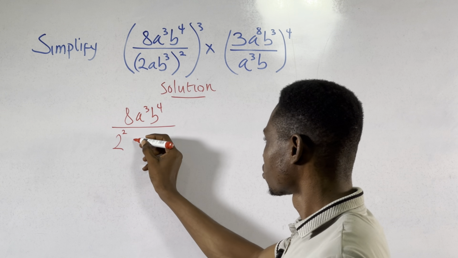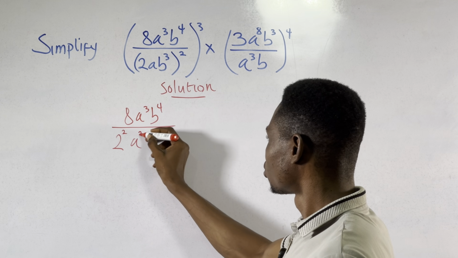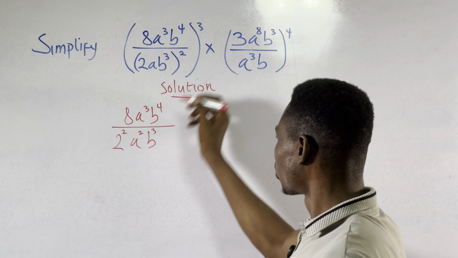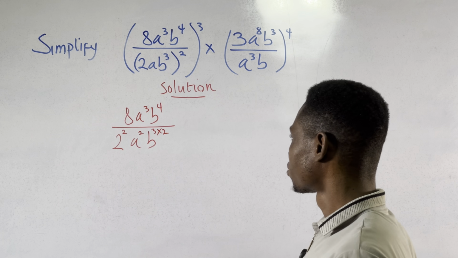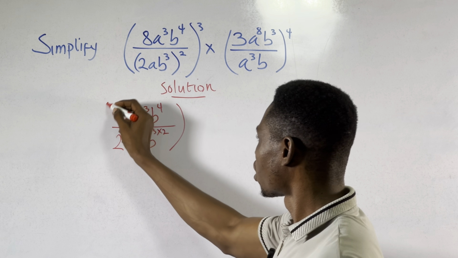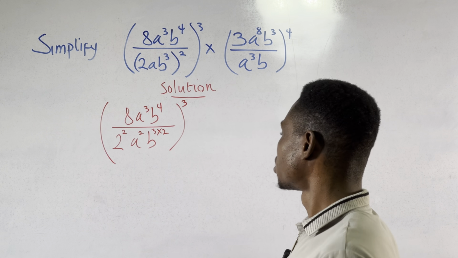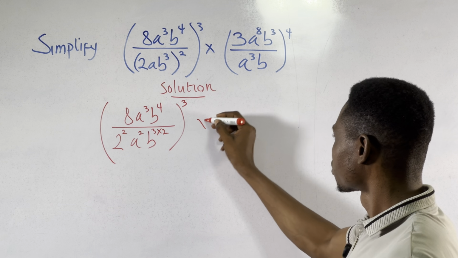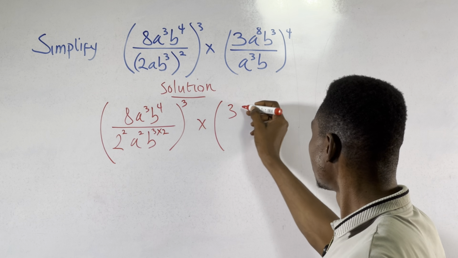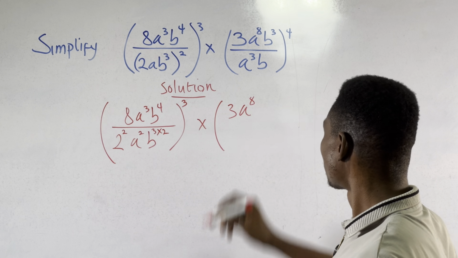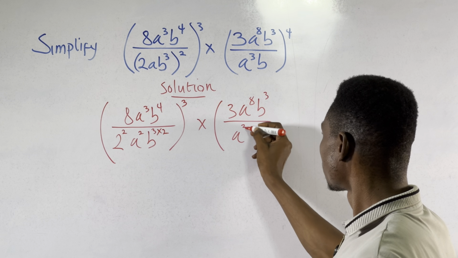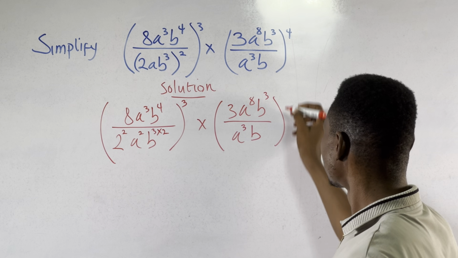squared a squared b. Now b already has 3, so it becomes 3 times 2. So we've resolved this smaller bracket, and then we have our power 3 out there times, for this other side, same thing, 3a raised to power 8 b raised to power 3 over a cubed b all raised to power 4.